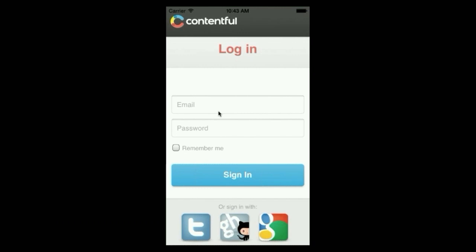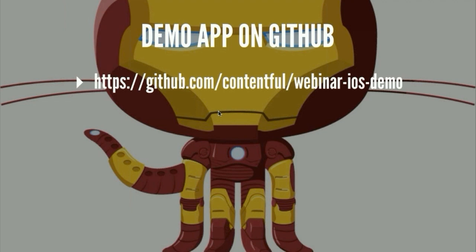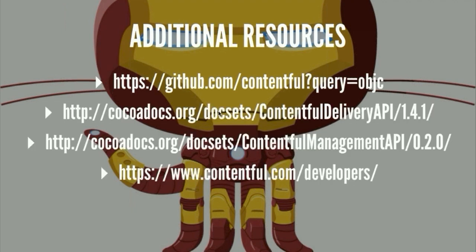Let's go back to the slides for a bit. You can find the demo code on GitHub. I will make this repo public after this. And some additional resources you can check out. The first one is the link to the public Contentful repos on GitHub, where you can find the full source code for both SDKs, and also some other example apps. Basically everything we do on iOS is open source, so you can look at it. You can check out the documentation of both the management API and the delivery API, so the API documentation on Cocoa Docs. And you can also find our general developer documentation.